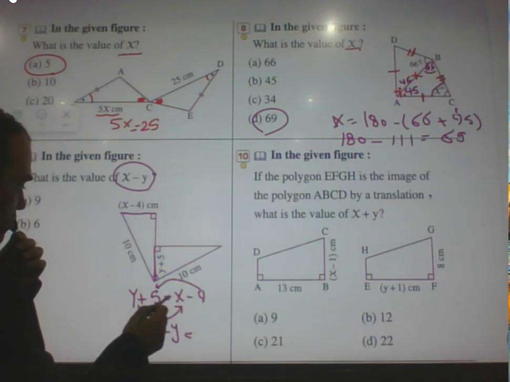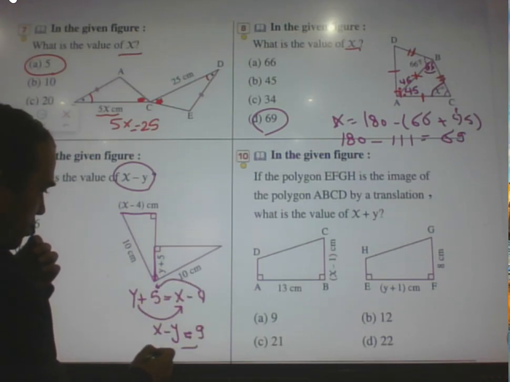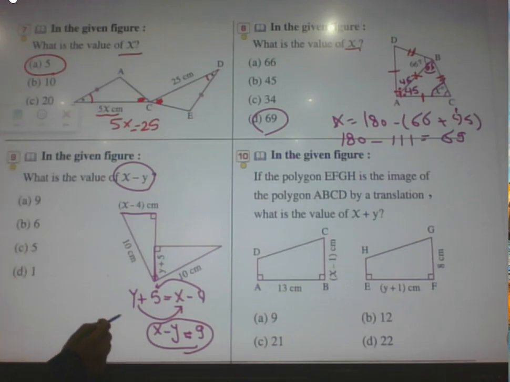And put 4 here. 5 plus 4 equals 9. Then x minus y equals 9. This shows that it's a direct question.